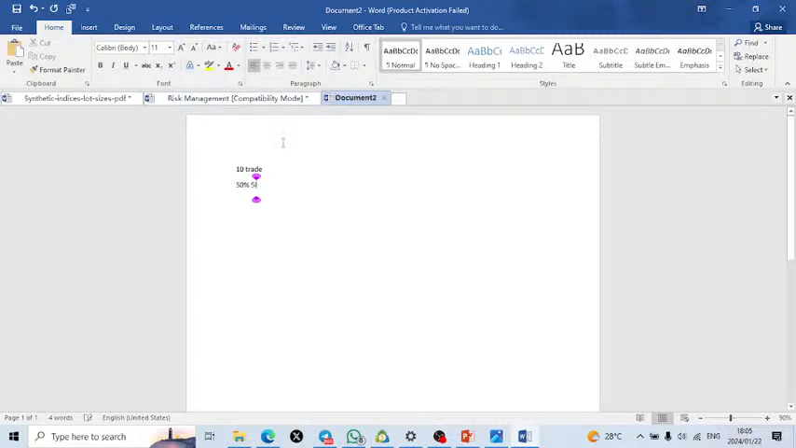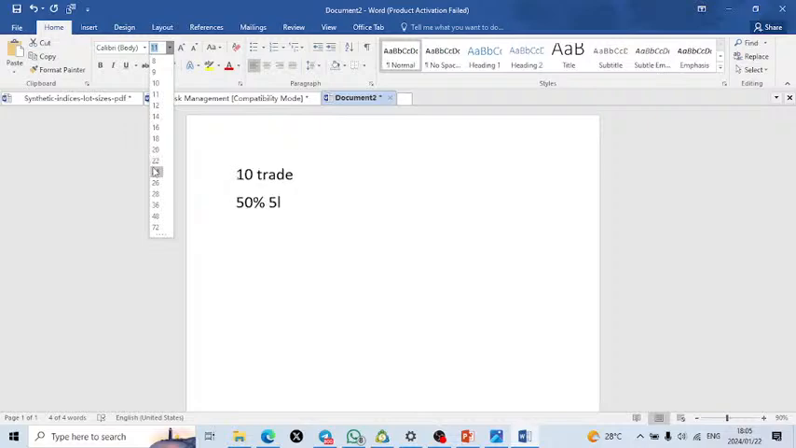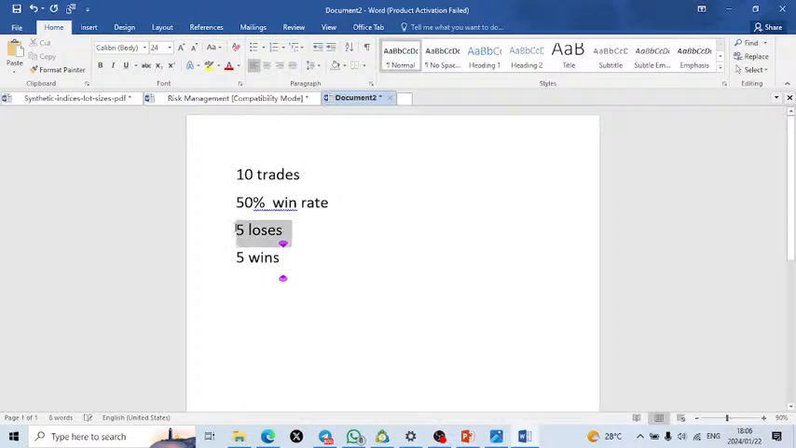I hope you can see this. Let me try to make it big. Okay, you'll be taking 10 trades and you have a 50% win rate. So you have a win rate of what? 50%. Means with a 50% win rate, you have 5 losses and 5 wins. So you can begin with 5 losses before you start enjoying the 5 wins.